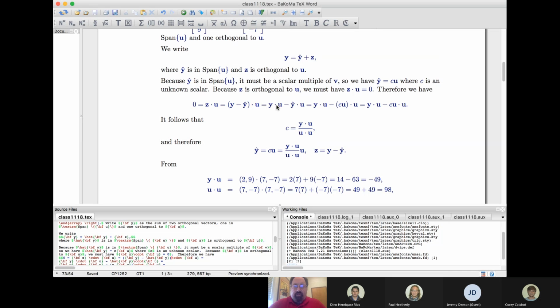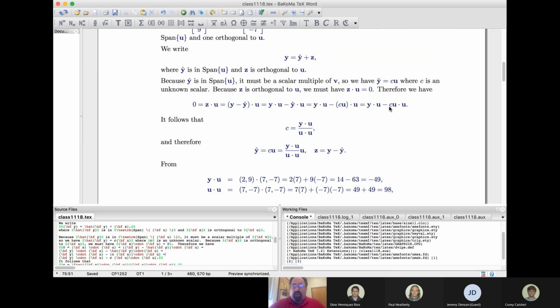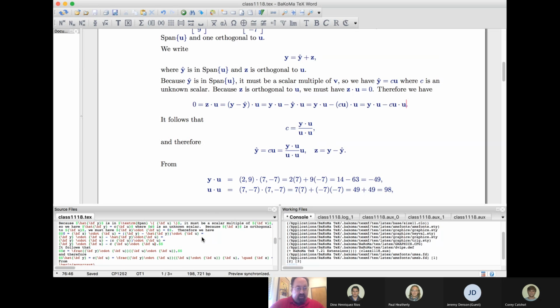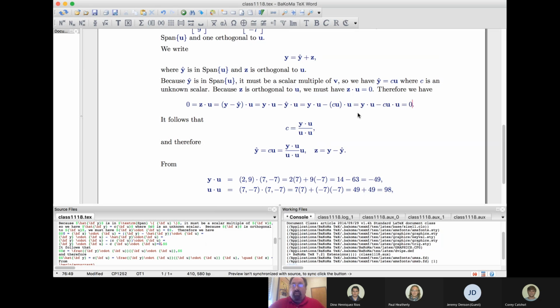So then I break this up into 2, but then I use the fact that y hat is equal to a constant times u, and I fill that in here. So in other words, this expression, y inner product with u minus this unknown constant times the inner product of u with itself, that has to be 0. So this equation has to be solved for c. So we just go ahead and solve this, and here's our formula for c. So the correct multiple of u is this right here.